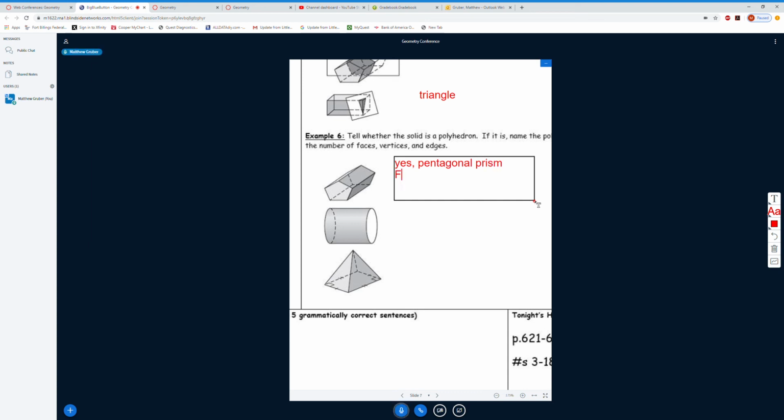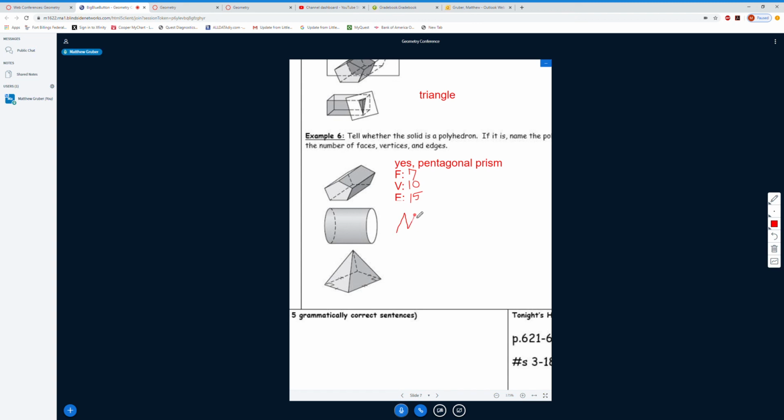So now we need to do the faces, vertices, and figure out the edges. So we're going to count now. Faces. It has two bases and 1, 2, 3, 4, 5 sides connecting them, so it has 7 faces. The vertices: it has 1, 2, 3, 4, 5, 6, 7, 8, 9, 10 vertices. And the number of edges is just these two numbers added together. 7 plus 10 is 17, minus 2, it has 15 edges.